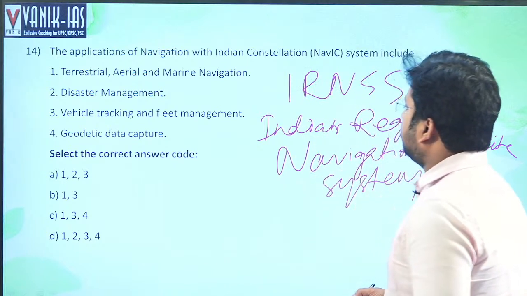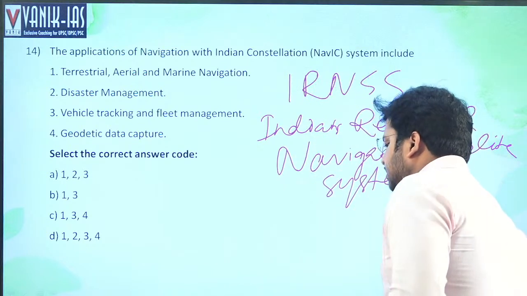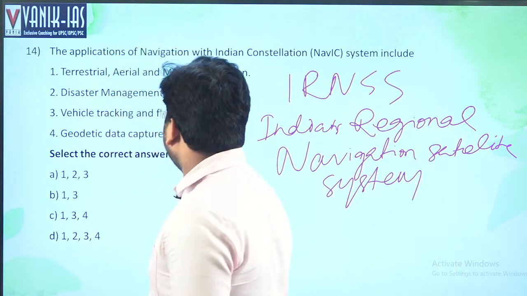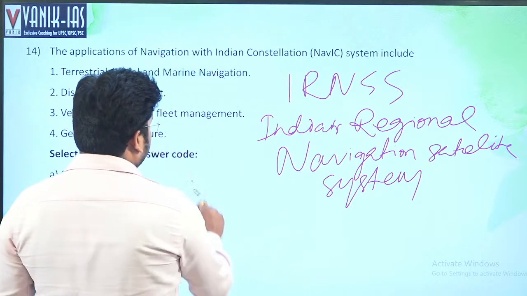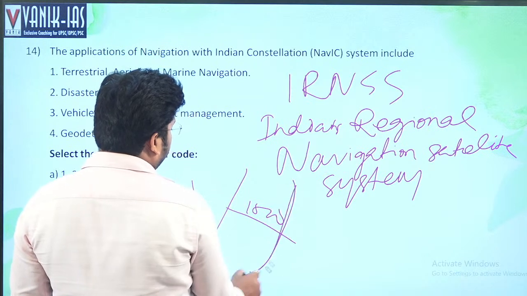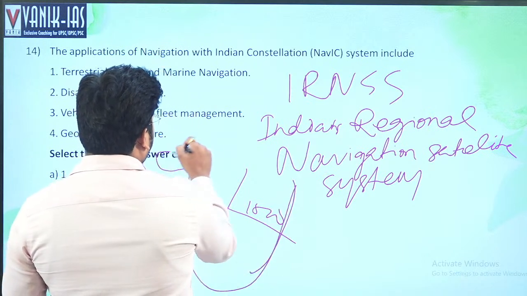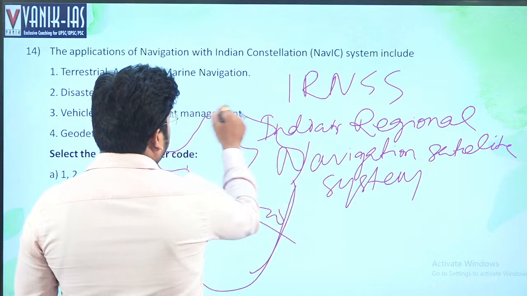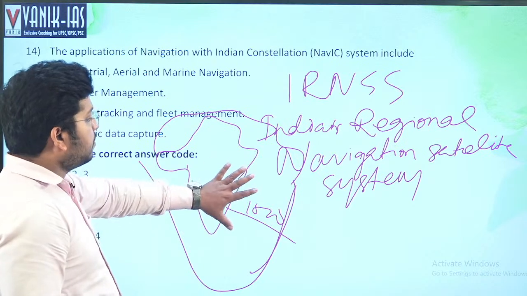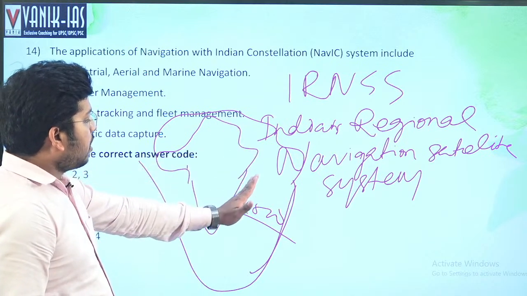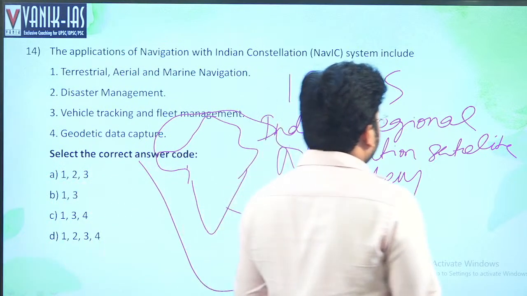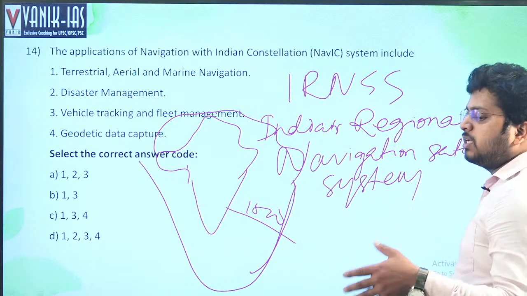It's very important. It's a long question also. It is for the navigation of India. It is an indigenous system of India that provides navigation of the whole Indian territory and also up to around 1500 kilometers from the Indian boundary. It has two systems, one is restricted service and one is for the public.